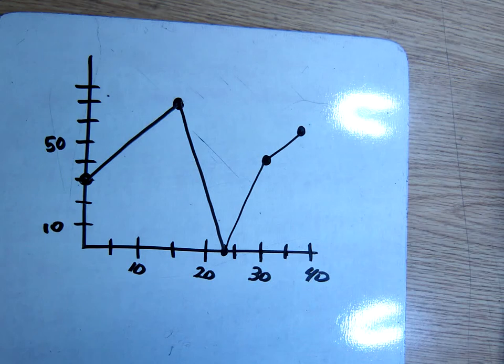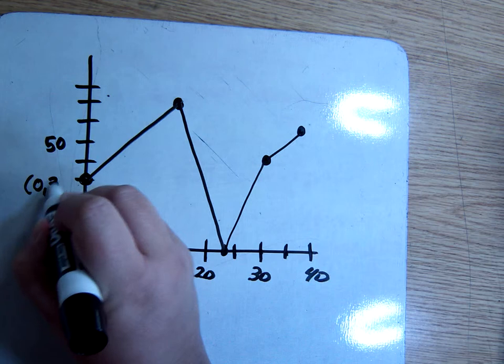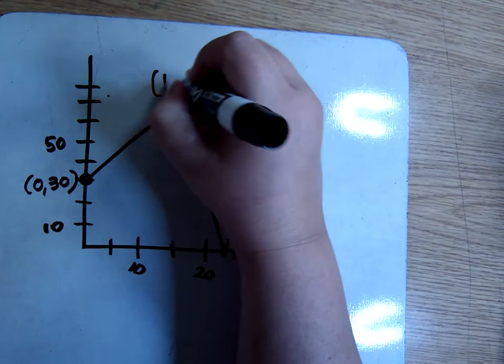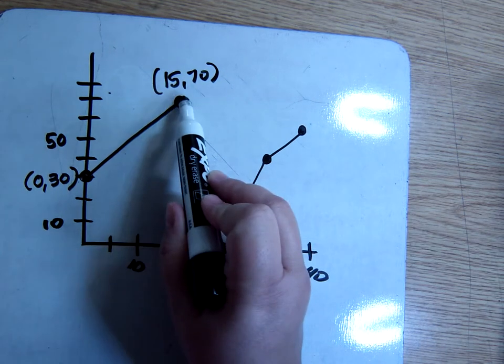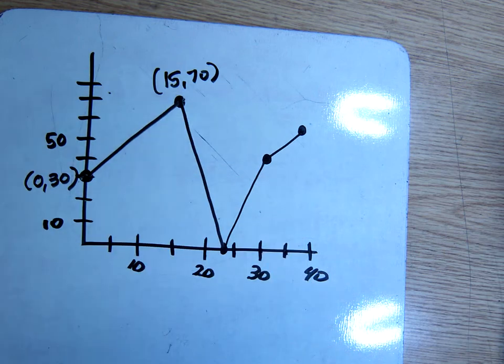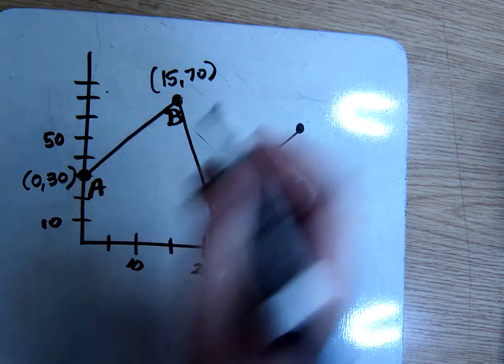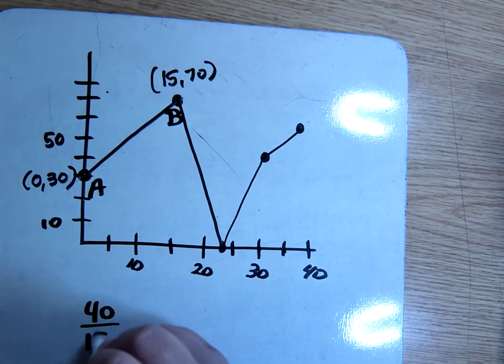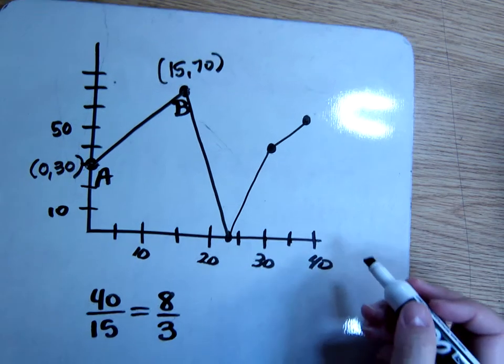Okay, so graph the data and show the rates of change. So the rate of change from 0, 30 to 15, 70 is the change in the dependent variable on top over the change in the independent variable on the bottom. So the rate of change from here to here would be 70 minus 30, which is 40, over 15 minus 0. So the first rate of change, let's call this A to B, is 40 over 15, or 8 over 3. Okay, so that's from A to B.